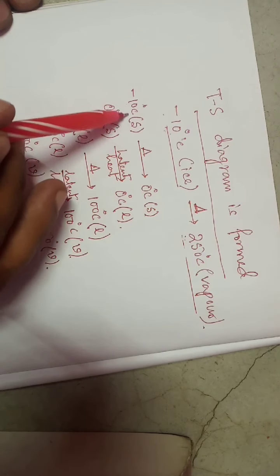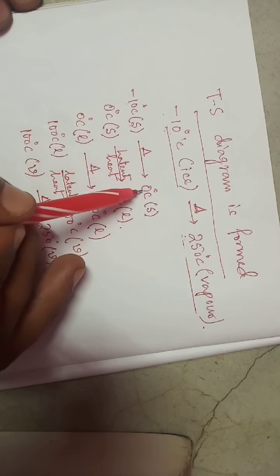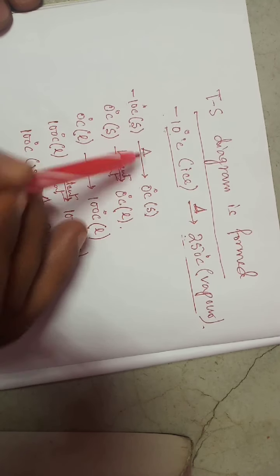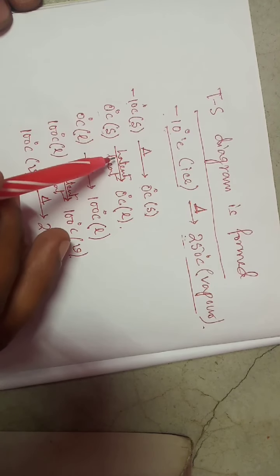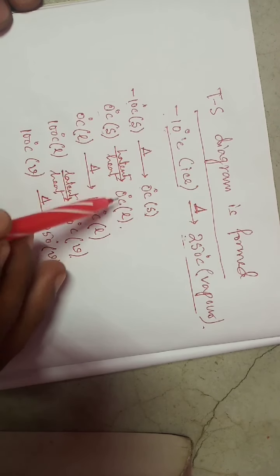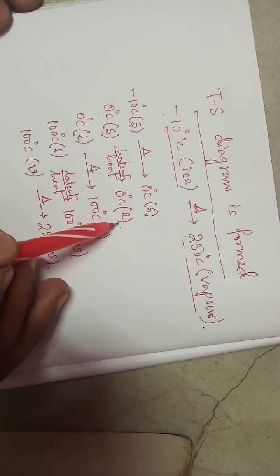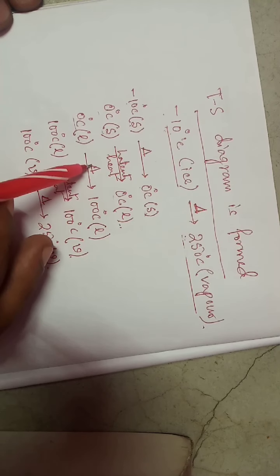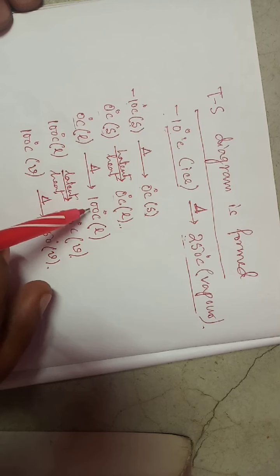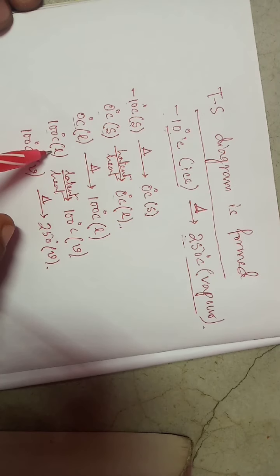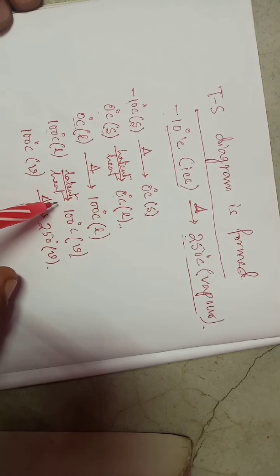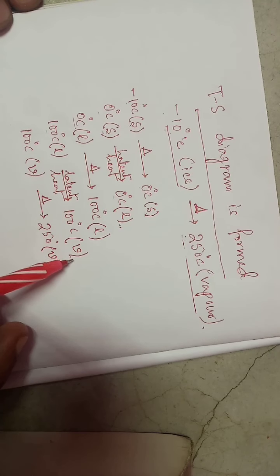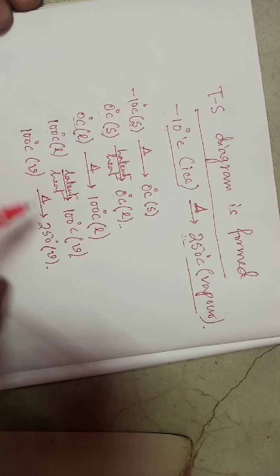So you get that minus 10 degrees centigrade of solid will come into 0 degrees centigrade of solid by taking sensible heat, and this 0 degrees centigrade of solid by taking latent heat of melting will come into 0 degrees centigrade of liquid. And this 0 degrees centigrade of liquid, taking sensible heat, will come into 100 degrees centigrade of liquid. Now this 100 degrees centigrade of liquid taking latent heat of vaporization comes into 100 degrees centigrade of vapor. Now this 100 degrees centigrade of vapor again by taking sensible heat will come into 250 degrees centigrade of vapor.